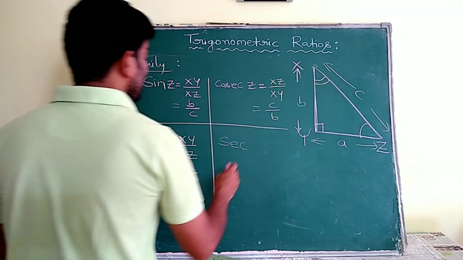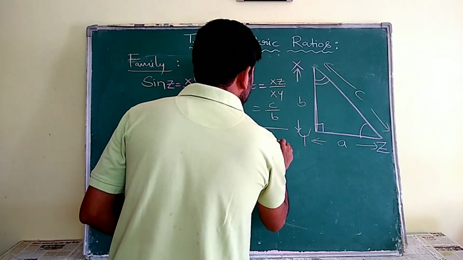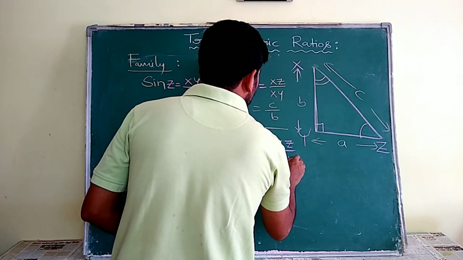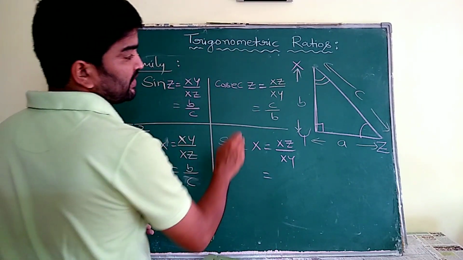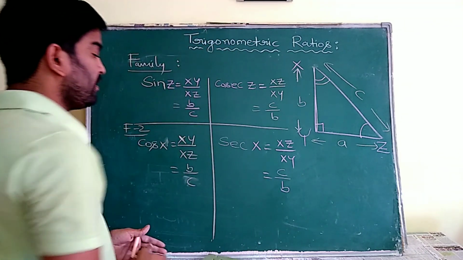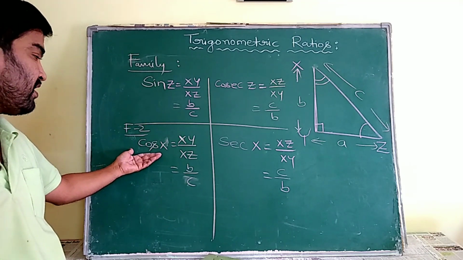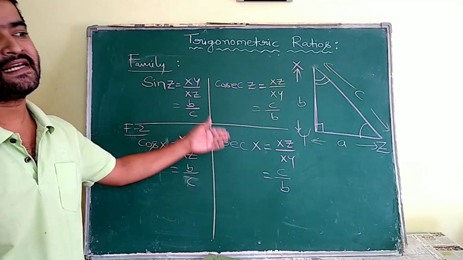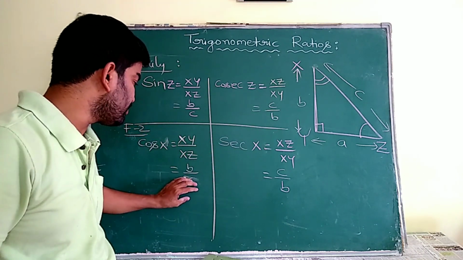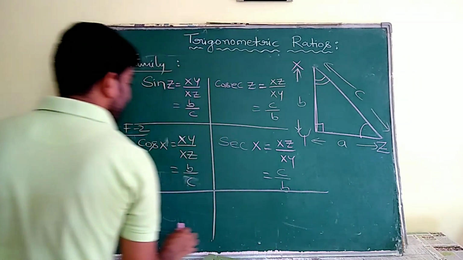We know that secant x. If I want to write secant x, it is hypotenuse XZ by adjacent side to x, XY. So c, ma, XZ means c, and XY is b. Directly, as we know that cos x is equal to b by c, and secant x is the reciprocal value of cos x, I may write directly secant x is equal to c by b. This is the second family.